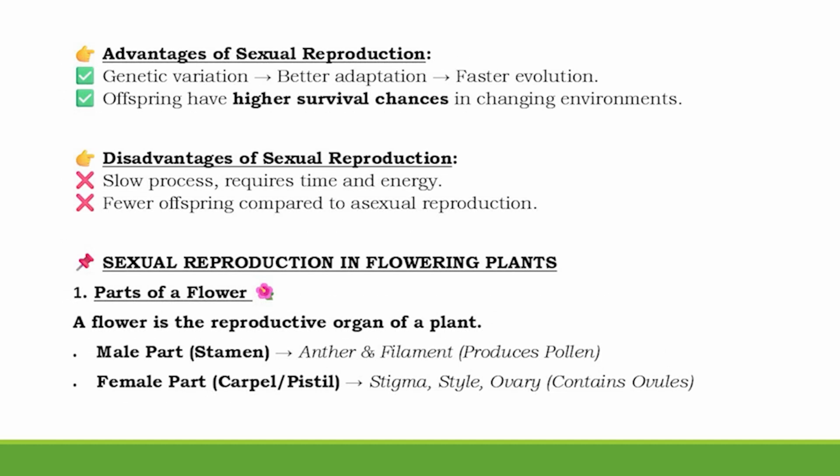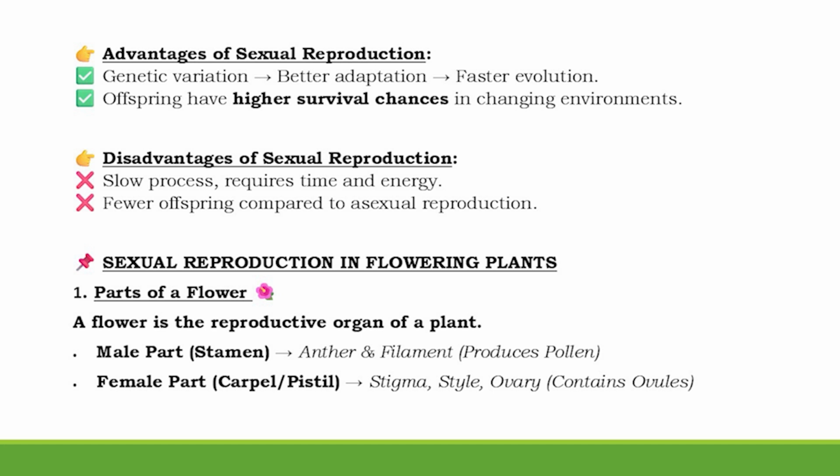Advantages of sexual reproduction: genetic variation, better adaptation, faster evolution. Offspring have higher survival chances in changing environments. Disadvantages of sexual reproduction: slow process, requires time and energy. Fewer offspring compared to asexual reproduction.